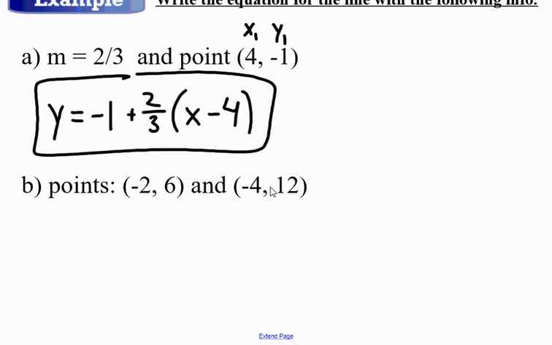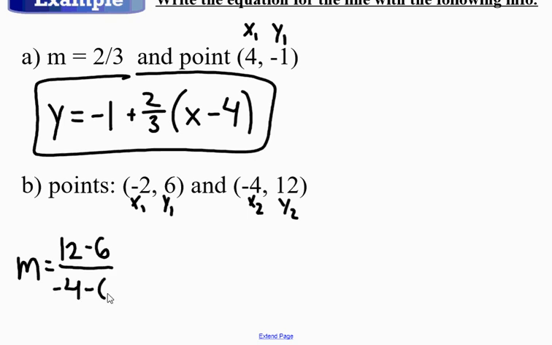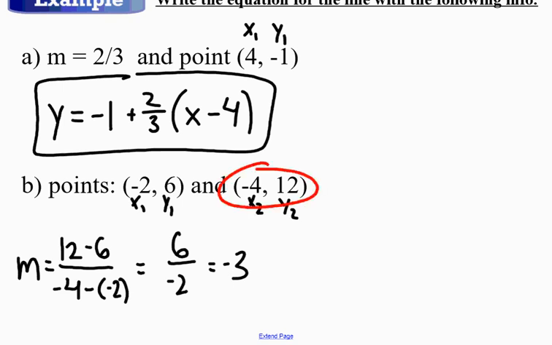What if I give you 2 points? Well, the very first thing you need to do is find the slope. So x1, y1, x2, y2. I would do 12 minus 6, y2 minus y1, over -4 minus -2. That's going to give me 6 over -4 plus 2, which is -2. I get -3, so my slope is -3. Now I need to pick a point. It doesn't matter which point I choose. I'll choose the second one just to show it really doesn't matter.